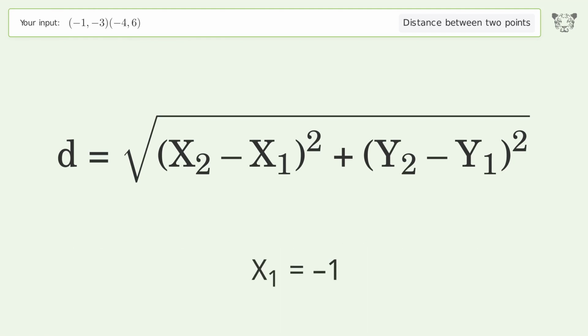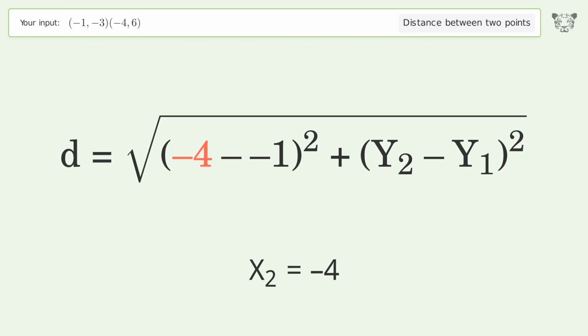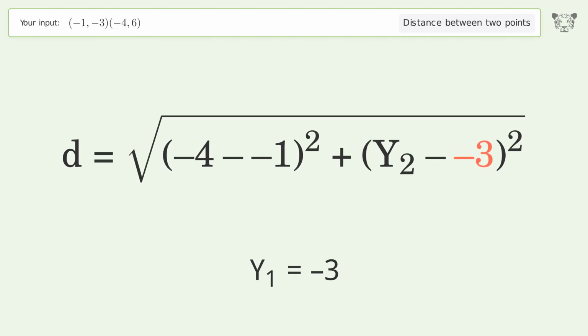x1 equals -1. x2 equals -4. y1 equals -3. y2 equals 6.